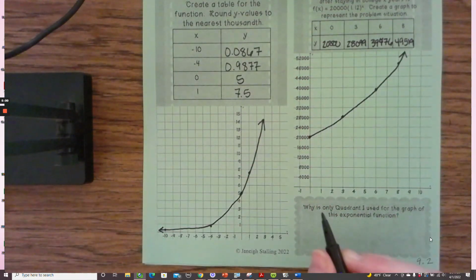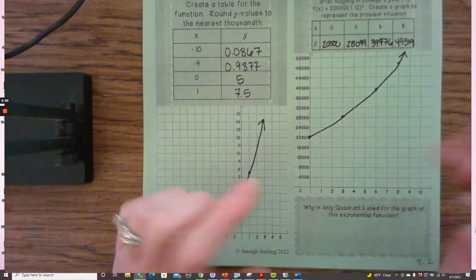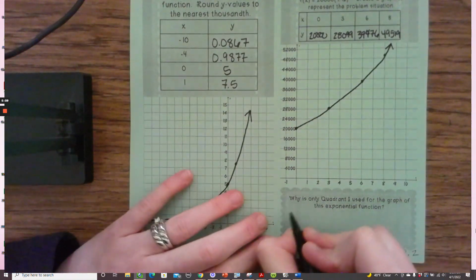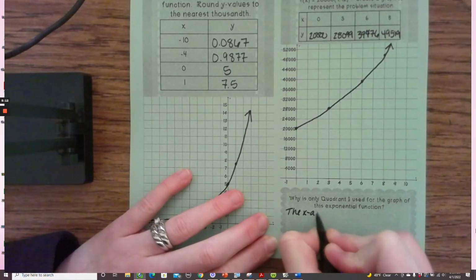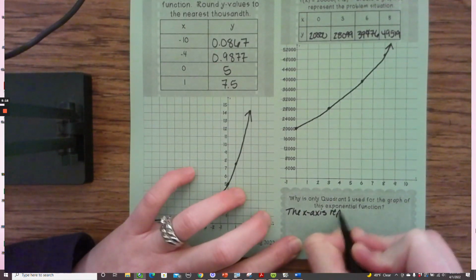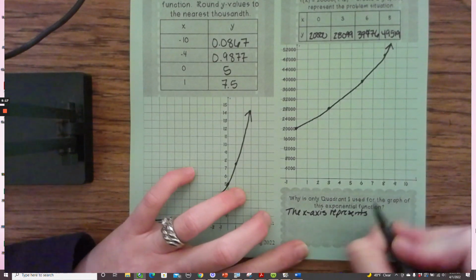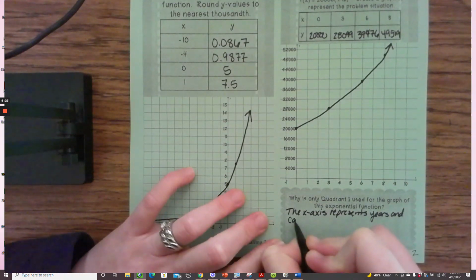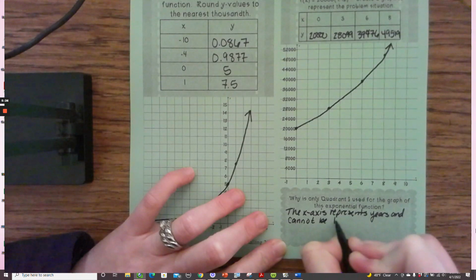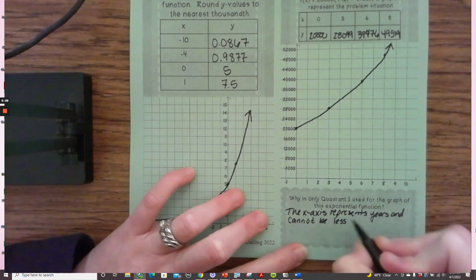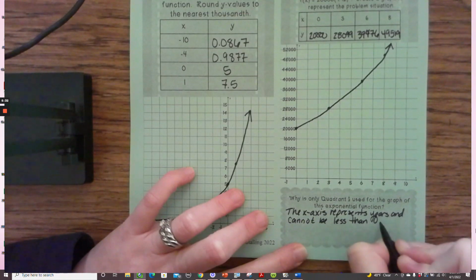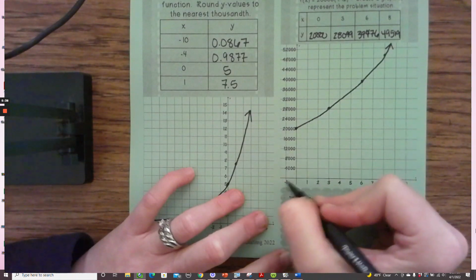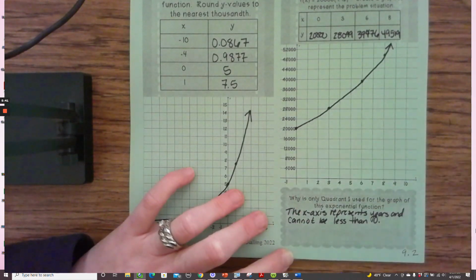And so that's our question at the bottom here: why is only quadrant 1 used for the graph of this exponential function? The reason for that is because this is a real world situation. And the x-axis represents years and cannot be less than 0. So our time can't be less than 0. There's no such thing as negative 1 years. You started at that amount and there's only an increase from there.